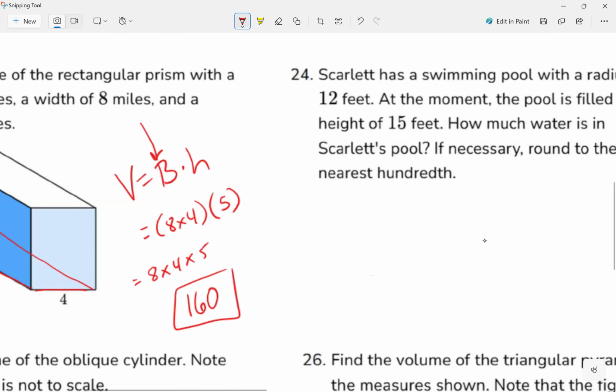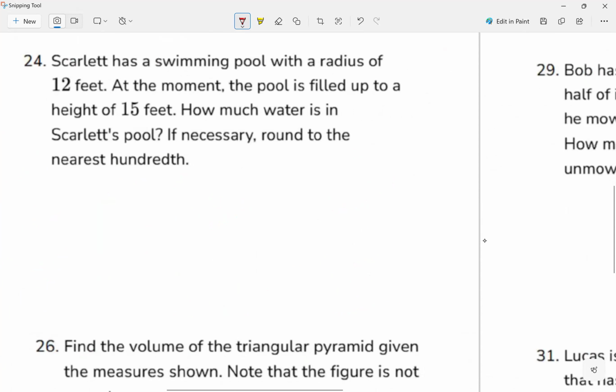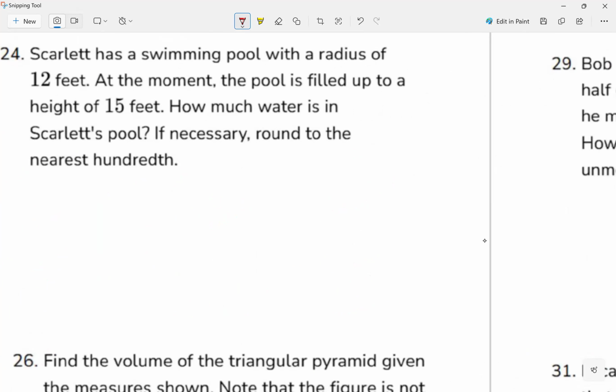Now let's move on to question number 24. Scarlett has a swimming pool with a radius of 12 feet. At the moment, the pool is filled.